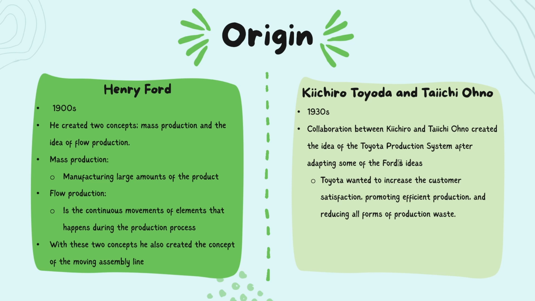With these two concepts, he was able to create the moving line assembly, which efficiently sped up the production process, but it was only able to be maintained because of the lack of availability of customers. With that, Toyota and Ohno were inspired by the methods Ford had applied to his company. So in the 1930s, with collaboration with Toyota and Ohno, they were able to create the Toyota production system after adapting some of Ford's ideas to better suit their company. Toyota wanted to make sure that they increased customer satisfaction while promoting efficient production and reducing all forms of production waste.